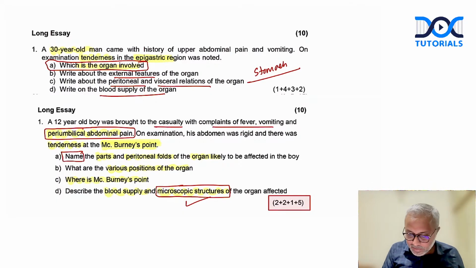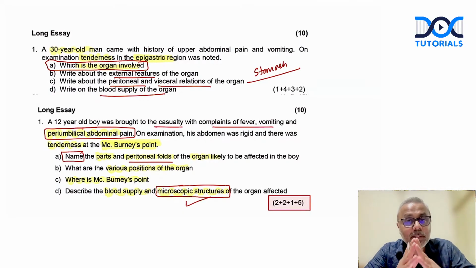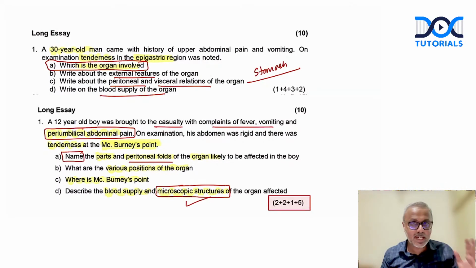Then peritoneal folds of the organ. They have not asked you to describe the peritoneal folds of the appendix. Neither have they asked you to describe the parts of the appendix. They have just asked name the parts. Name, list, mention, enumerate: just name them and keep quiet. Describe, explain, discuss: do it in detail.